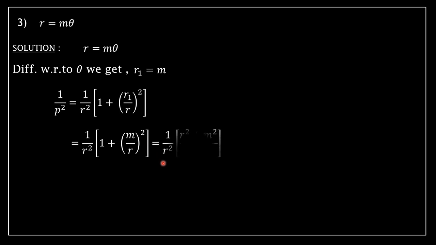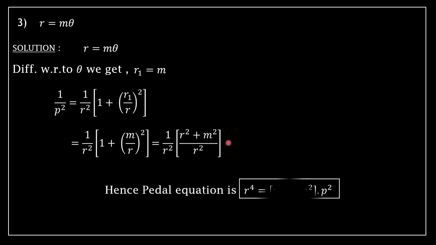On simplification, the expression reduces to 1 by r square into r square plus m square divided by r square. Is it a pedal equation, students? Yes, it is a pedal equation, isn't it? Because the equation is independent of the variable theta over here. Or I can just take the cross multiplication of it, just cross multiplying the terms, or else you can even write this expression itself, okay? Even this expression is also the pedal equation of the given curve.